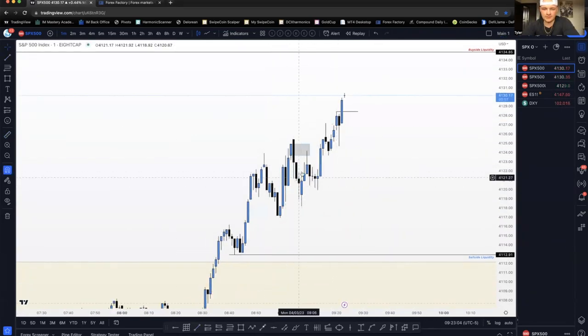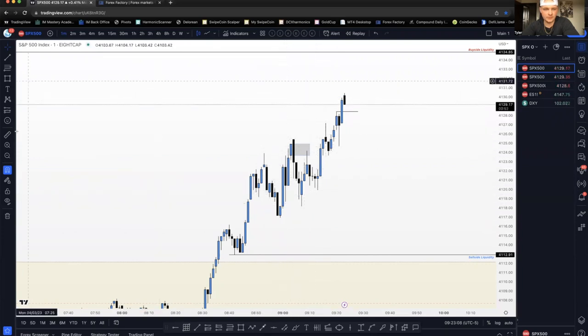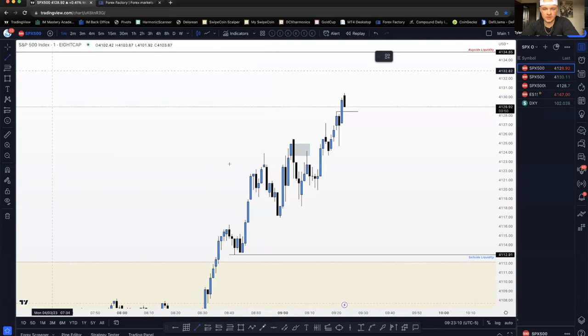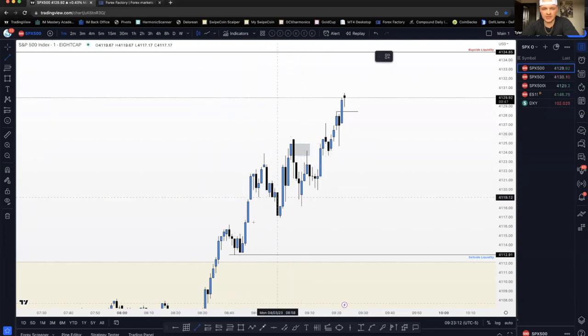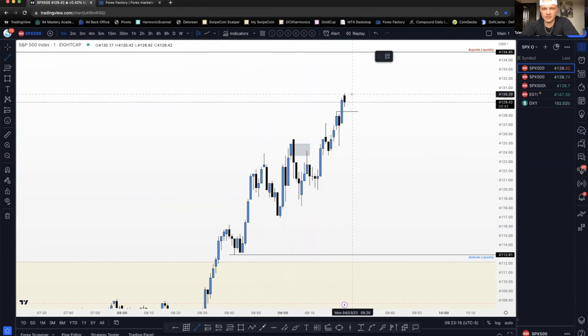Yeah, to me, this is all liquidity. Especially, you guys see the angle that it's going up at. To me, this is just a big setup for price to just take all this out.